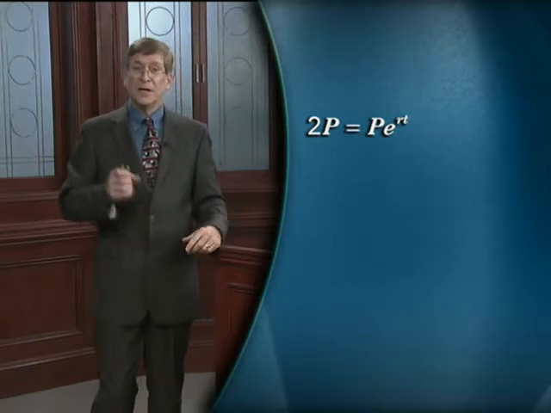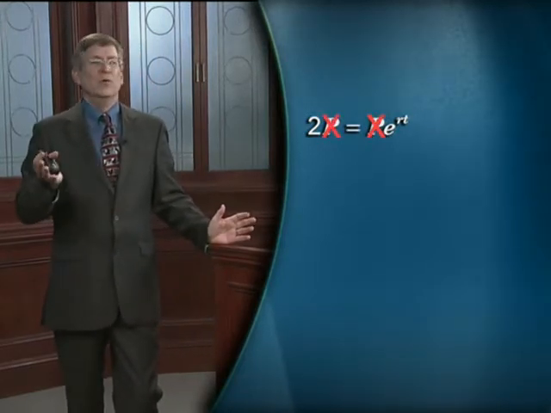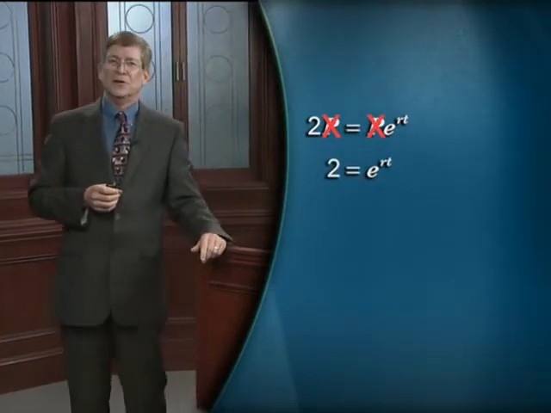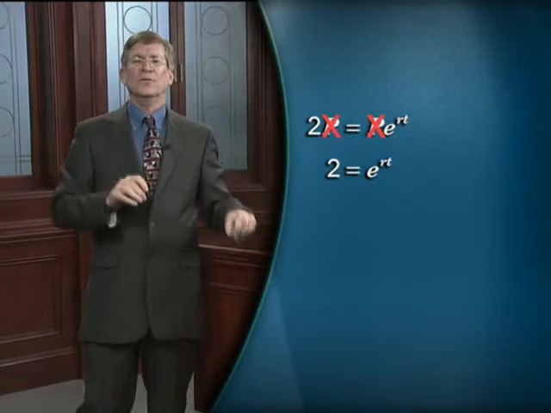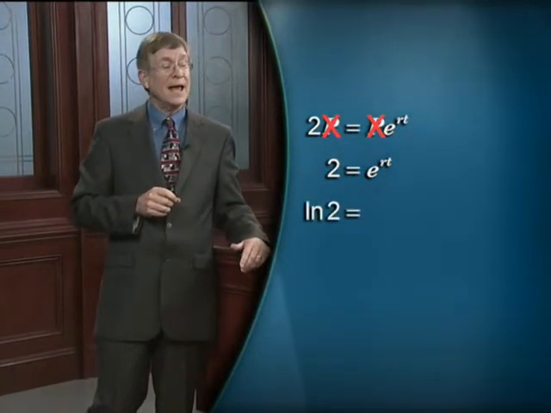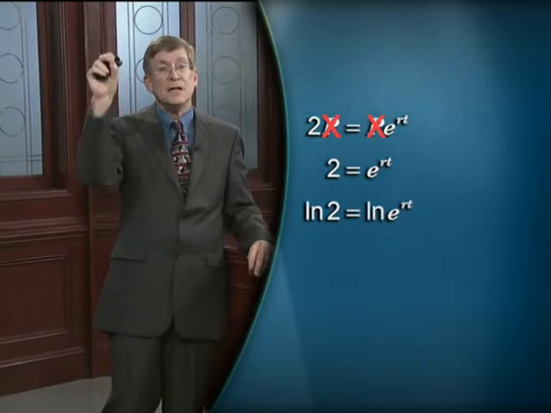Here we go. First of all, we can cancel the P's, can't we? The amount deposited is irrelevant in this computation. So we have 2 equals e^(rt). Now take logarithms of both sides of that equation. The left-hand side is log 2, and the right-hand side is log e^(rt).